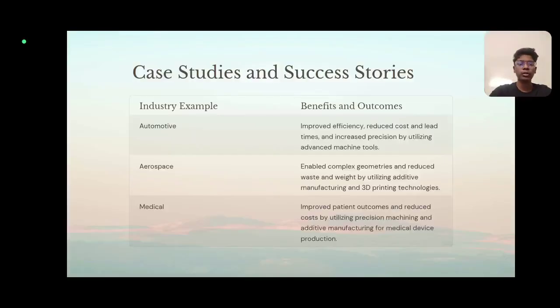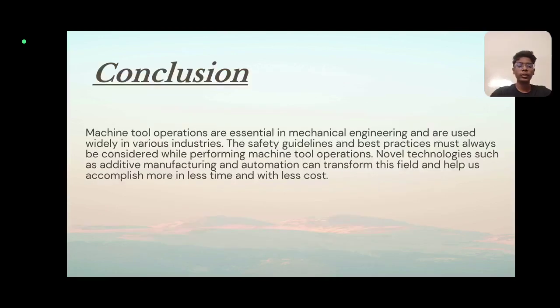Industry example, automotive: the benefits are improved efficiency, reduced cost and lead times, and increased precision by utilizing advanced machine tools. Aerospace: enabled complex geometries and reduced waste and weight by utilizing additive manufacturing and 3D printing technologies. And in the medical field: improved patient outcomes and reduced cost by utilizing precision machining. Next, conclusion. Machine tool operations are essential in mechanical engineering and are used widely in various industries. The safety guidelines and best practices must always be considered while performing machine tool operations.